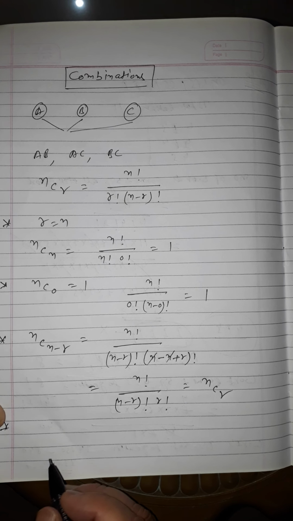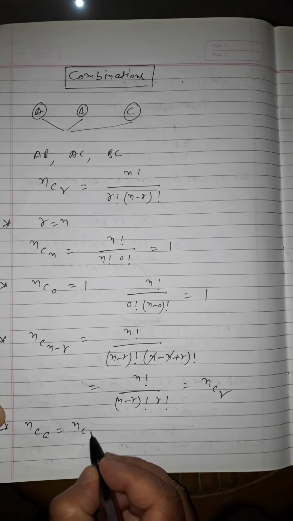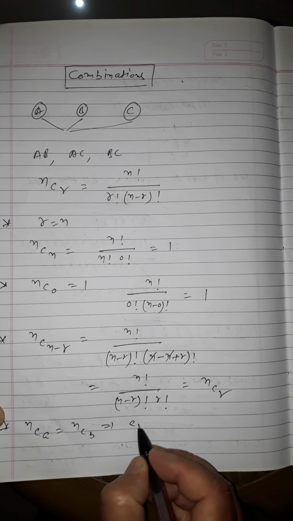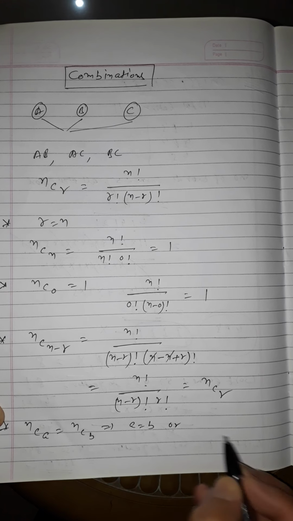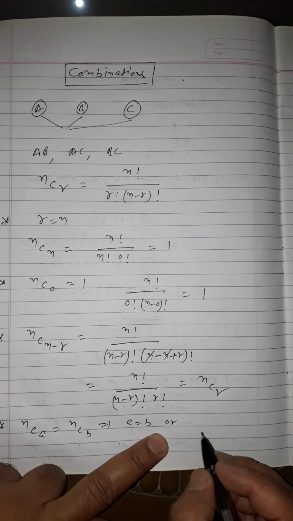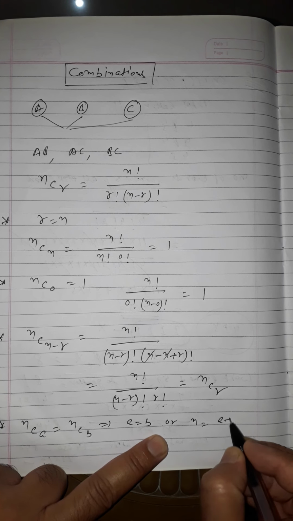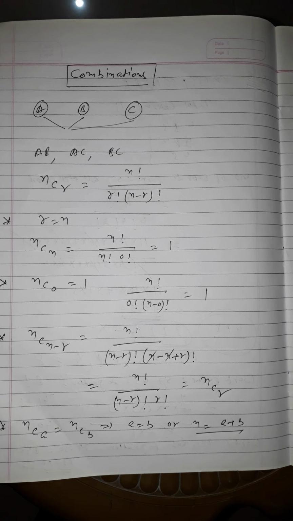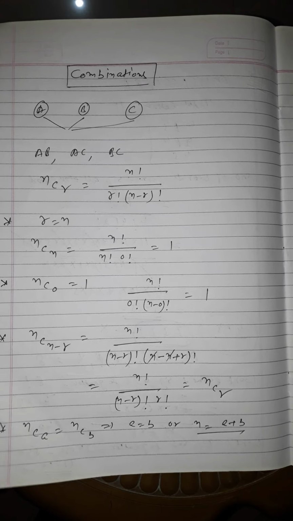Next, students, when nCa is equal to nCb, this implies that either a is equal to b, or a plus b is equal to n. Remember, n is equal to a plus b here. We will use this property also in our exercise questions.